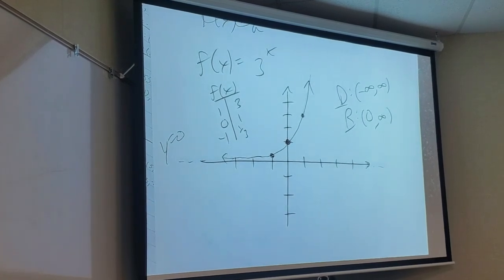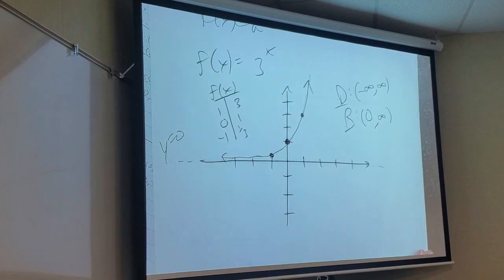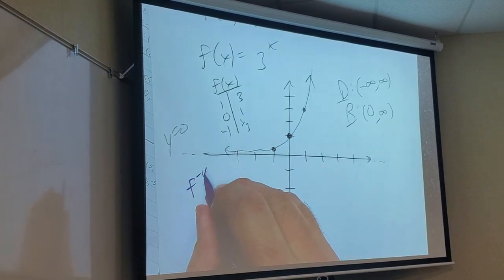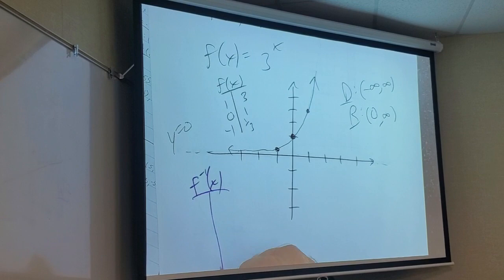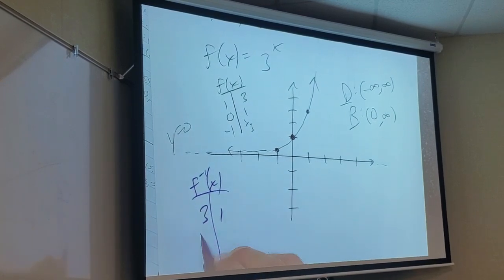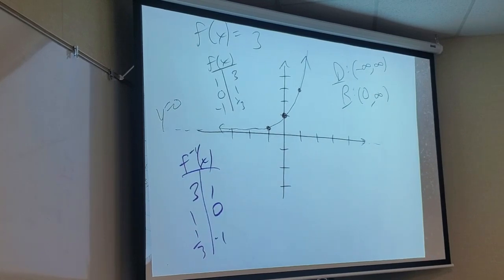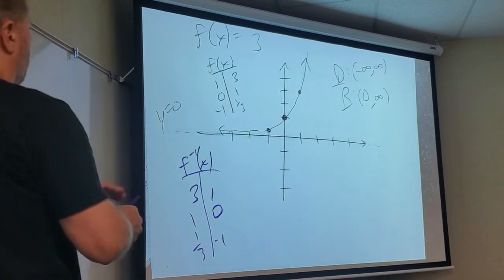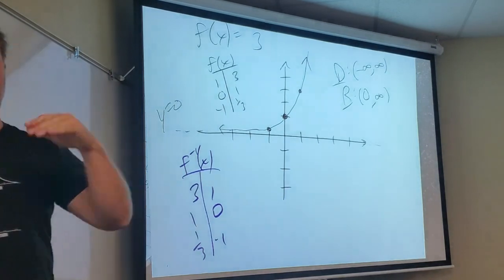So can somebody tell me what points the inverse function goes through? 3 and 1, 1 and 0, 1/3, negative 1. Yeah, it goes through (3, 1), (1, 0), (1/3, negative 1).